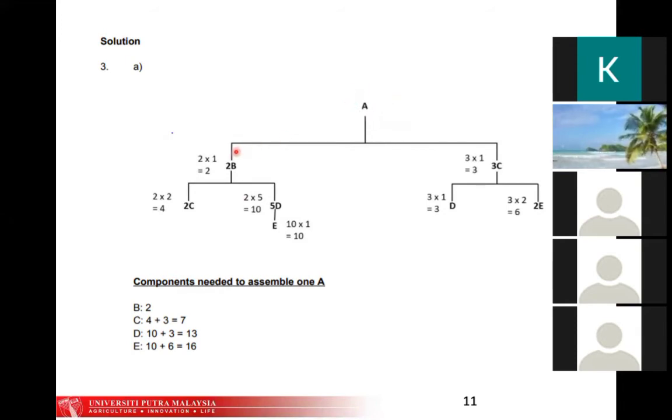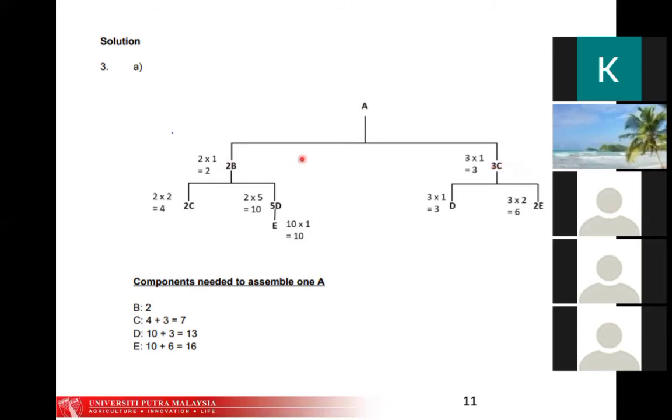Level 2 is B and level 1 is B and C. Level 2 is C, D, and E. And level 3 is E only. So let's start from the first level. To produce 1A, you will need 2B and 3 Cs.